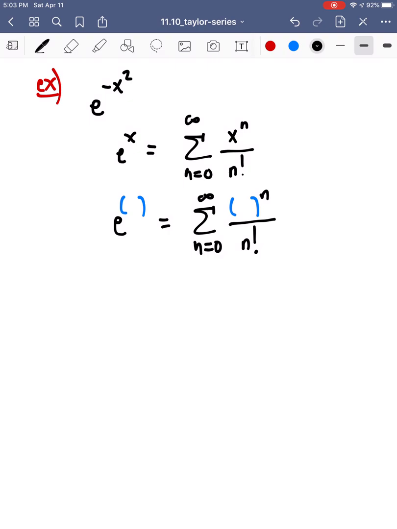And well, you guessed it, next. Inside of those blue parentheses here, all we need to write is a minus x squared. And we could write that minus x squared in those blue parentheses on the right-hand side in that series as well.